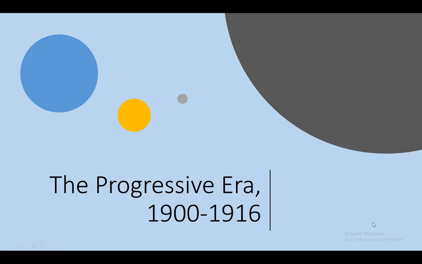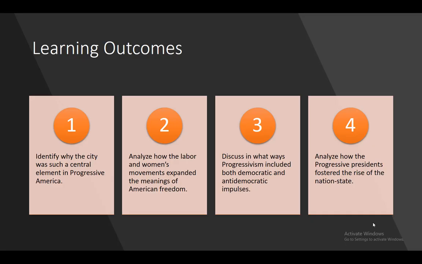This lecture deals with the Progressive Era, which takes place roughly from 1900 to 1916. We have 4 learning objectives for this lecture.